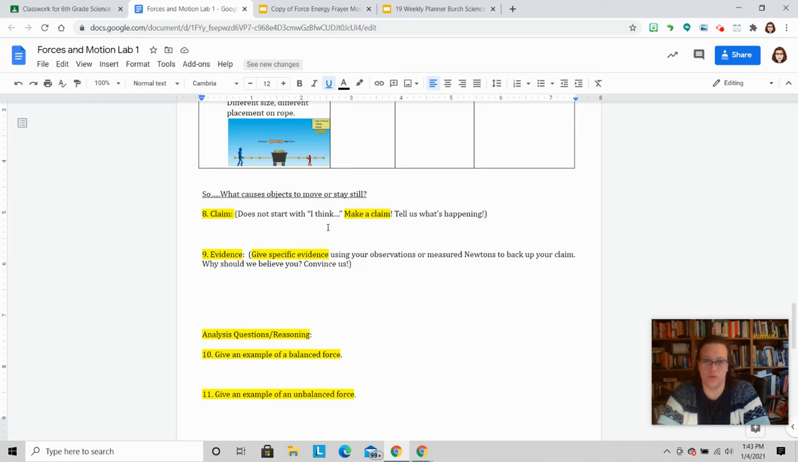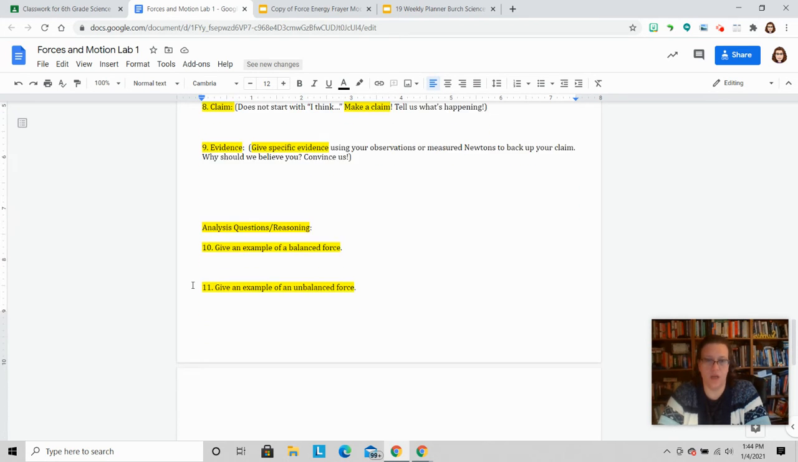What makes something move? What'd you learn? Or stay still? Evidence should come from what you observed in the activity. This should be a few sentences long because you did a few different trials. You did 4 different tasks. So there should be a few sentences here underneath the evidence. Why should we believe that your claim about what makes something move or stay still happen? Why should we believe you?